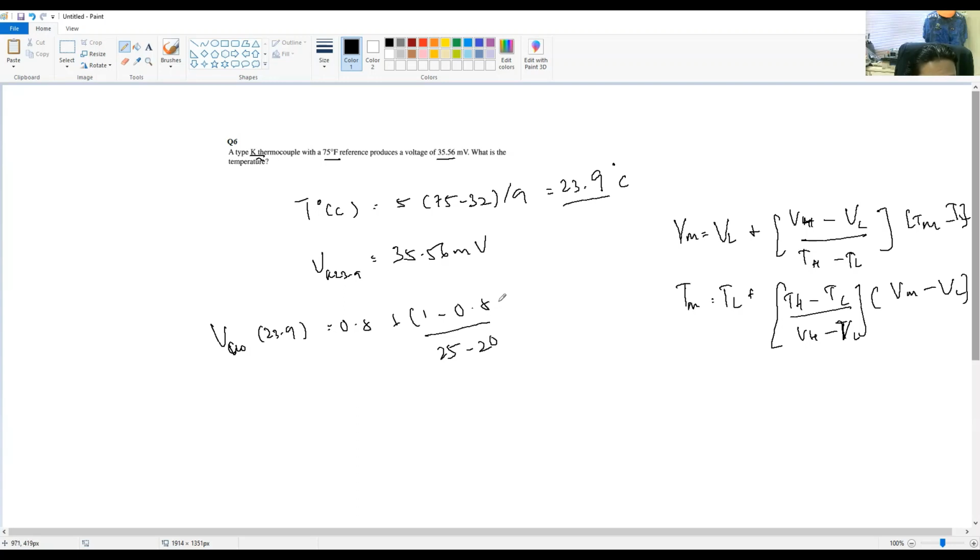So you have to refer to the table. 23.9 minus 20. So the voltage is 0.96 millivolts. Since the reference is greater than the table reference, we would expect the table voltage to be larger for the same temperature. Thus, the correction is added to the measured voltage.